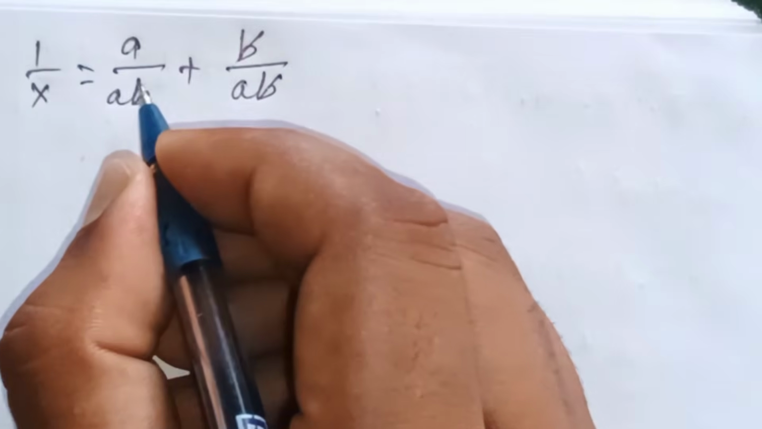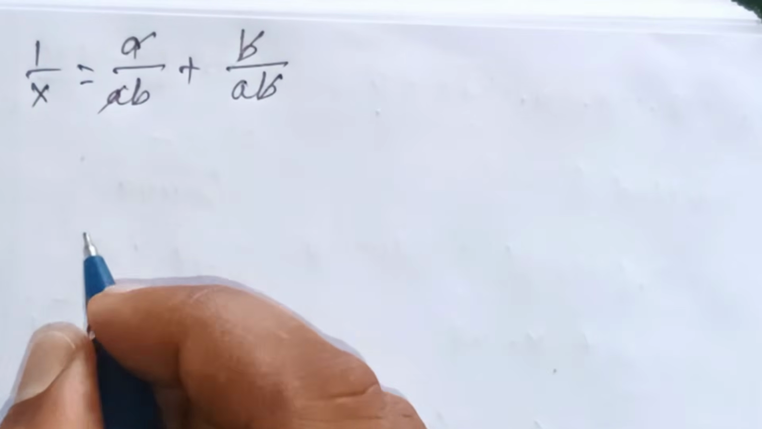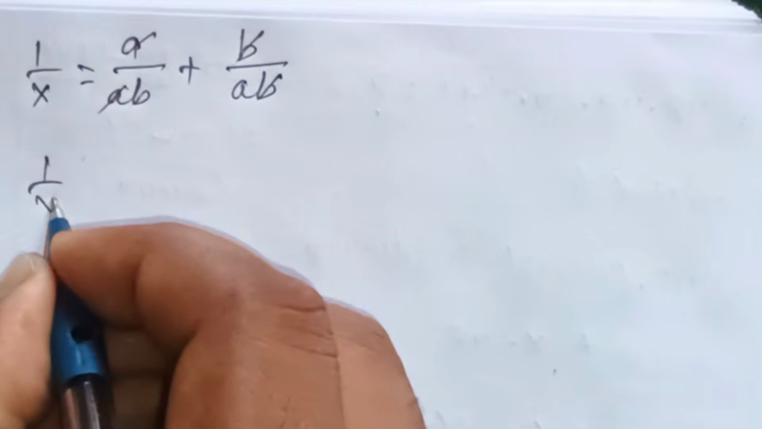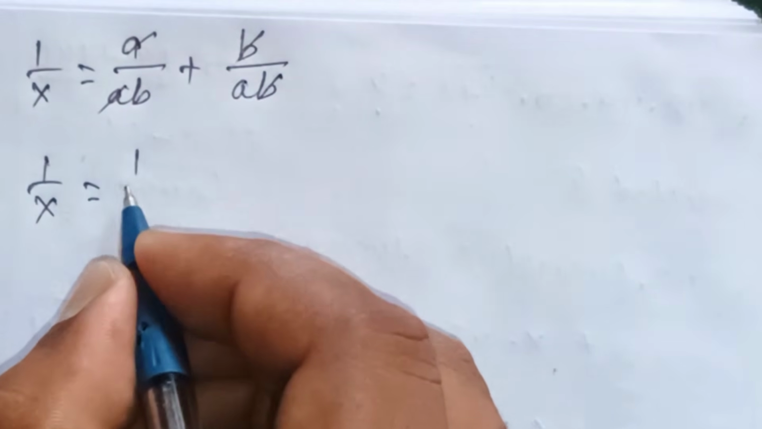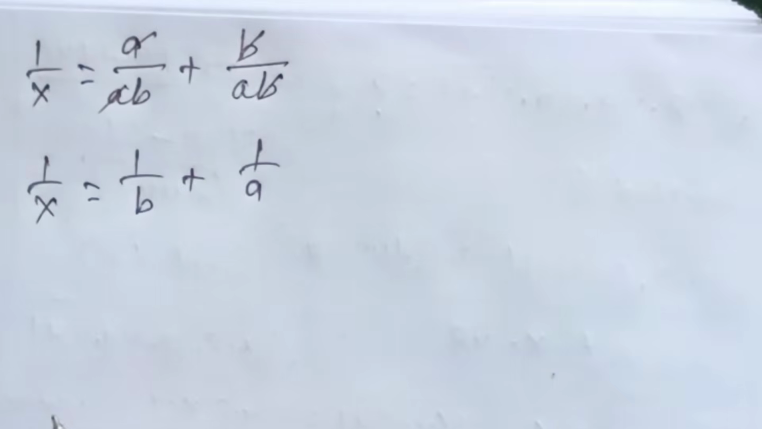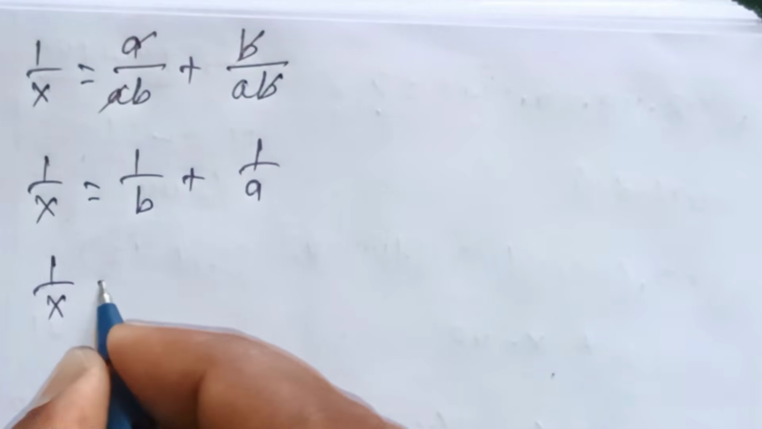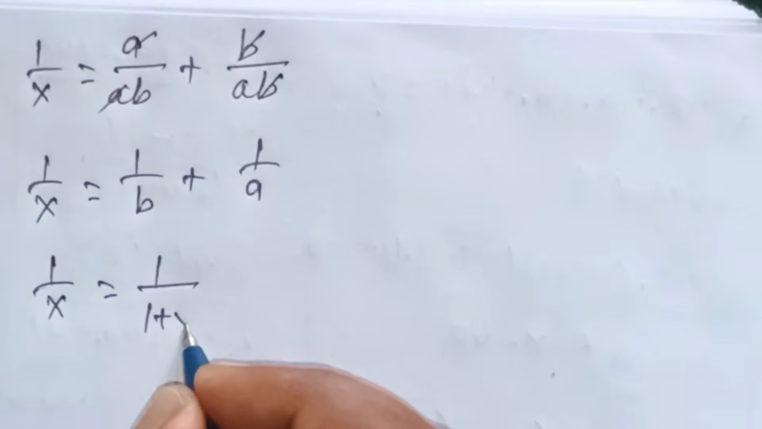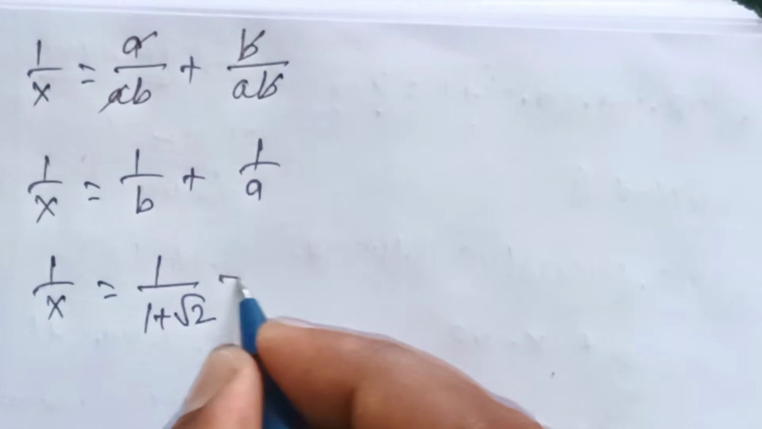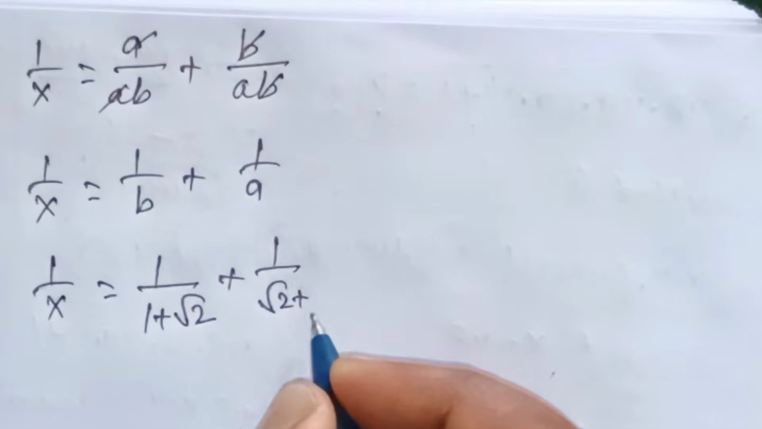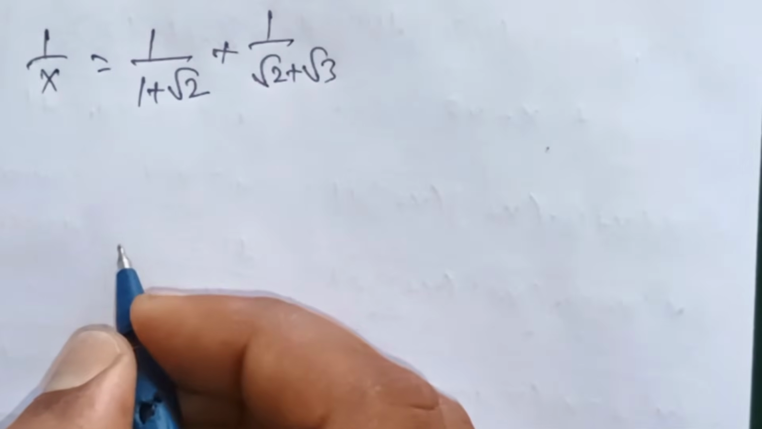Here b cancels, a cancels. So here 1 divided by x is equal to 1 divided by b plus 1 divided by a. Here 1 divided by x is equal to 1 divided by b, value how much? 1 plus root 2, plus a, value 1 divided by root 2 plus root 3, that is a value.